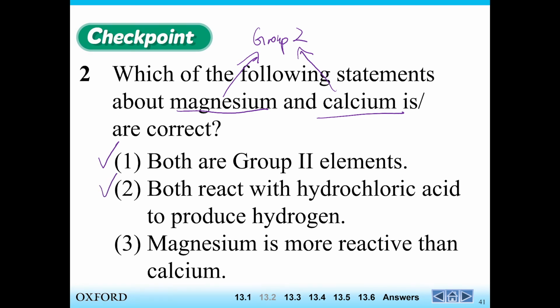And the last option, it says magnesium is more reactive than calcium. No, it's the other way around. It should be magnesium is less reactive than calcium. So 1 and 2 over here, I can't show you the options, but the answer should be B as well. 1 and 2. Right? So that's a wrap for this video.